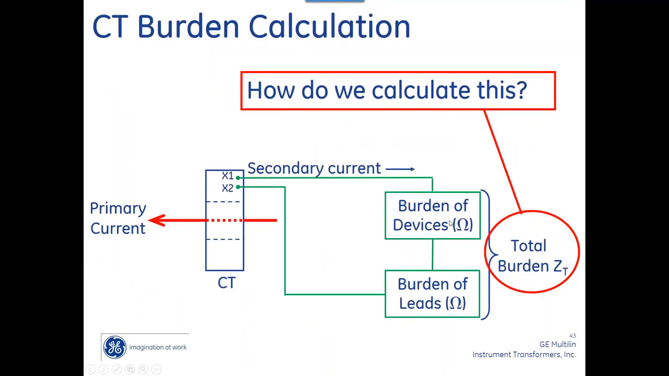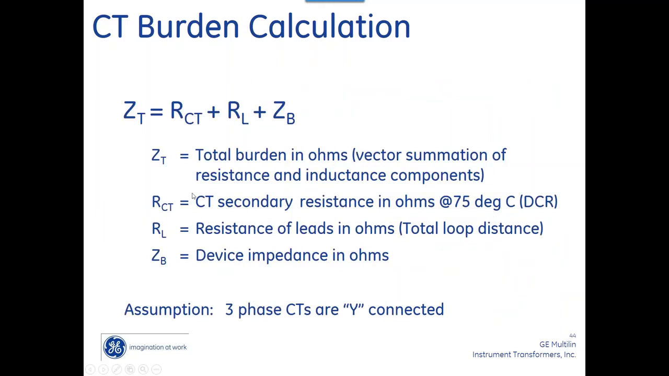So how do we calculate the burden of the device and the burden of the leads? The calculation is the total burden, which for the CT is going to be my secondary resistance, called DCR, which is the DC resistance, plus the resistance of the wire and the device. Okay.